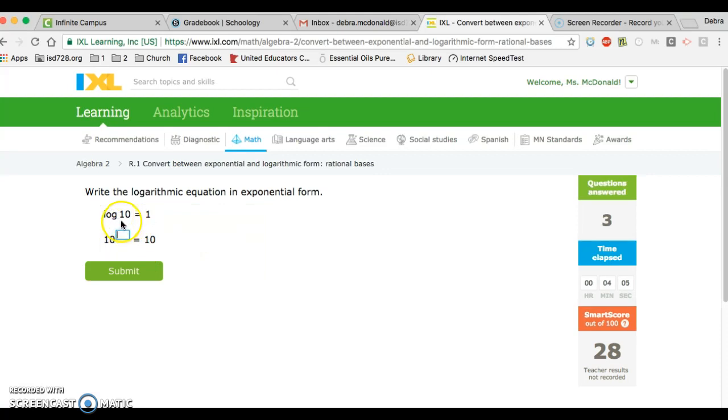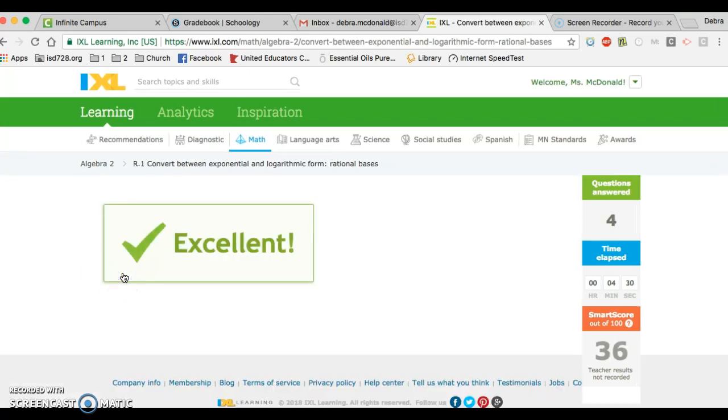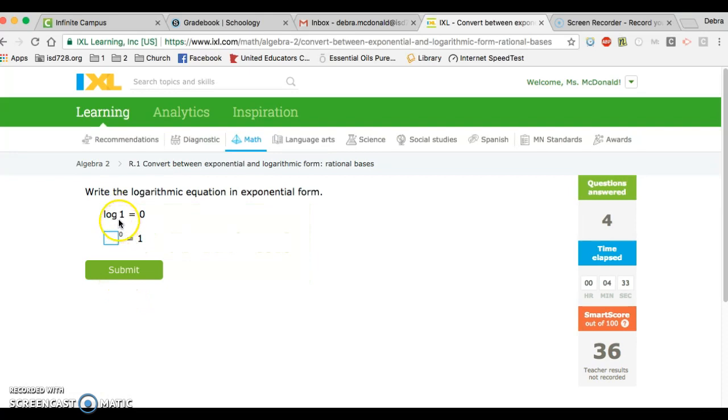Now this one looks like it's missing a part because it just says log 10. When there is no base given, we assume that it's 10 because we have a base 10 system. So the base here, even though it's invisible, is 10. So we've got 10 to the exponent, which is 1, equals this 10. These two 10s are the same. So now we have log base 10. It's invisible, but it's there. Log base 10 of 1 equals 0. Our base is 10. Our power is 0. And then our number is 1.